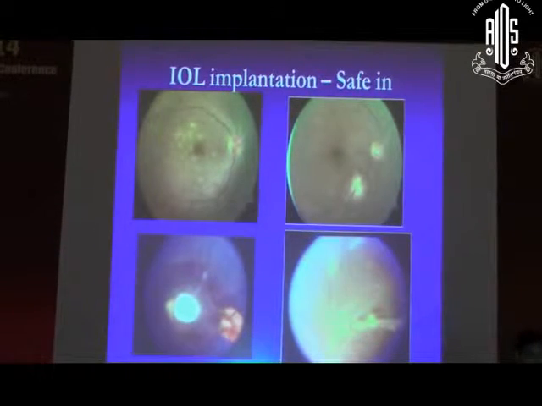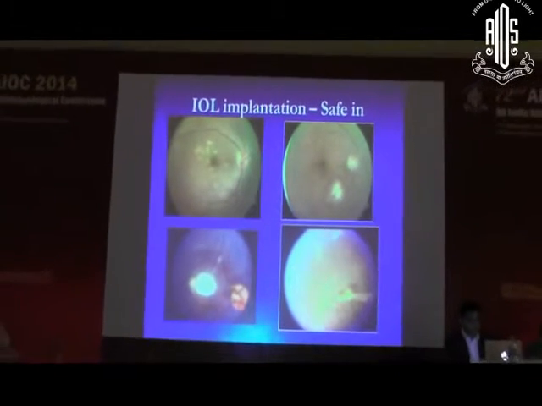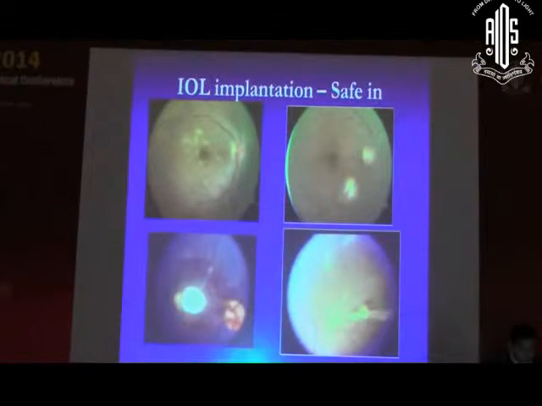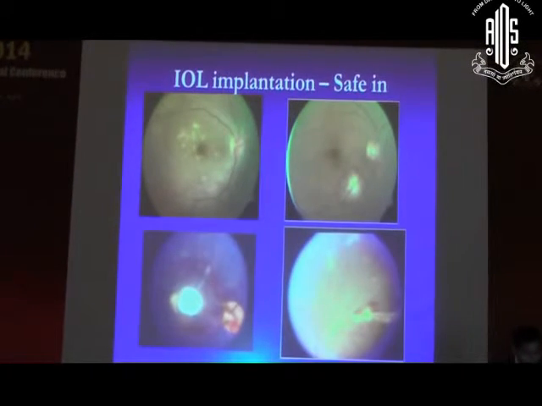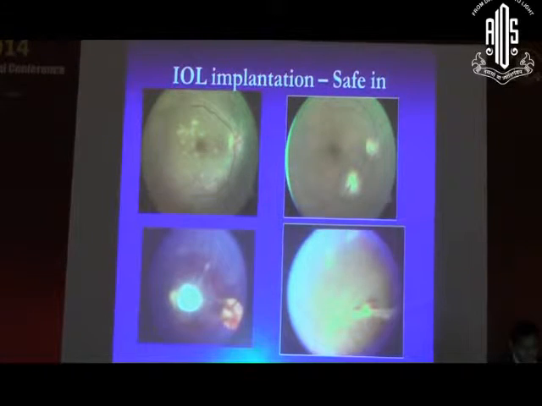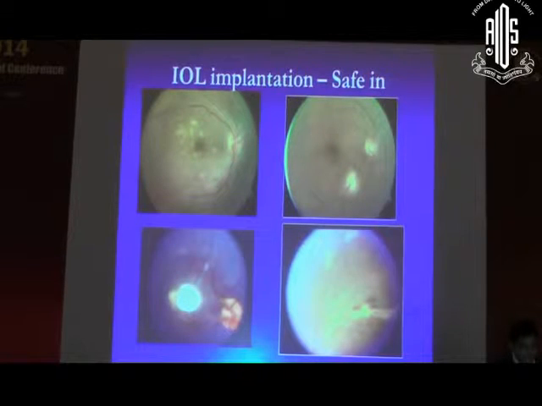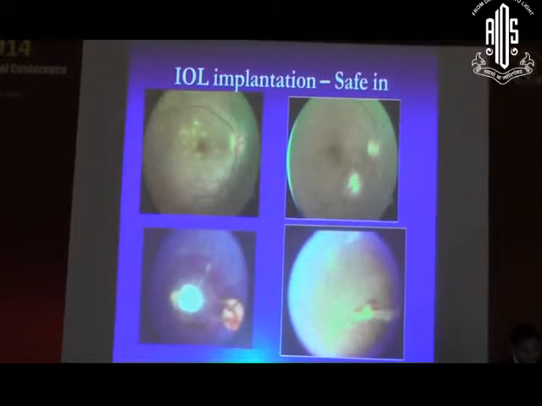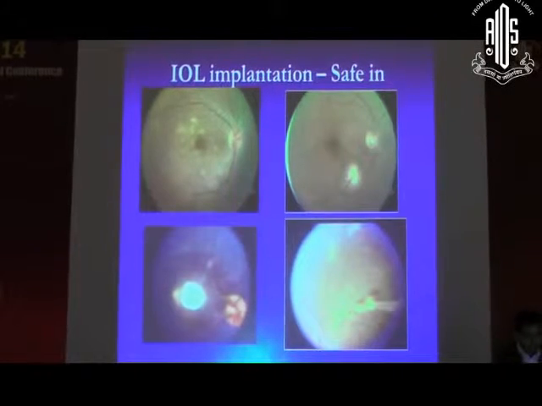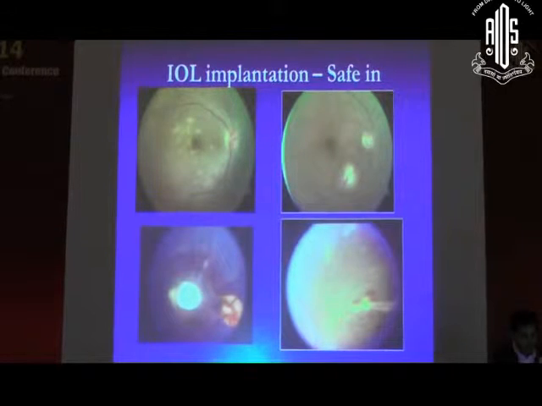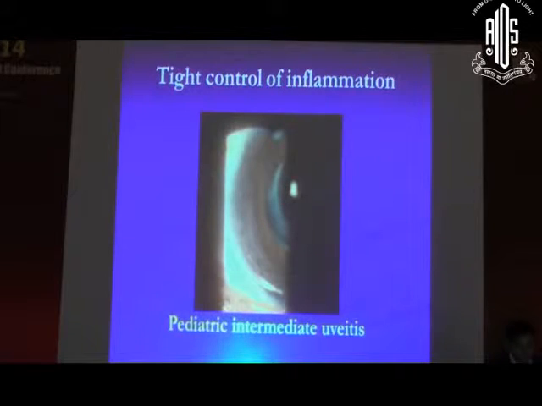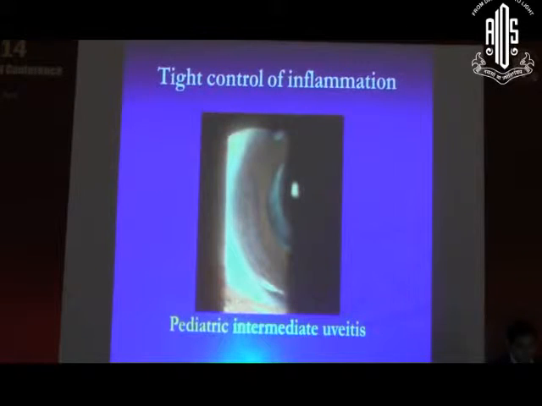The good news is that in the vast majority of childhood uveitis, intraocular lens implantation is safe. All forms of multifocal choroiditis, toxoplasma, toxocara, retinal vasculitis. There are a whole lot of types of uveitis and parauveitis in which intraocular lens implantation is not a major issue. The inflammation that you see post-operatively is not very different compared to what you see in other patients. Where you need to work a little more is with pediatric intermediate uveitis.